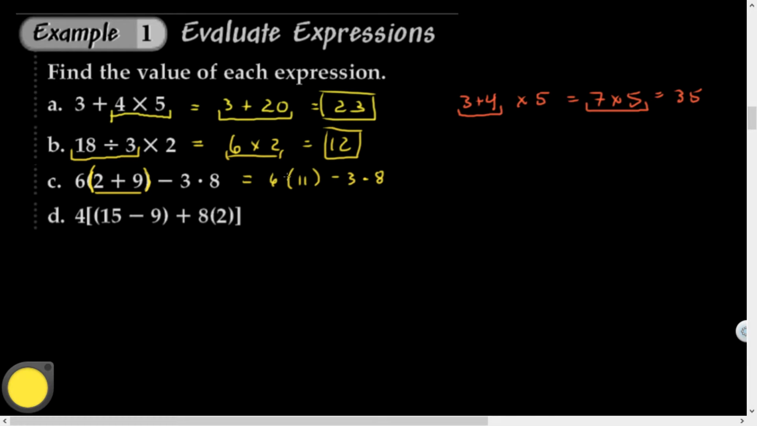Now, when I have this 6 outside parentheses, what operation is going on here? Is this plus, minus, subtract, exponent, division? What's implied between 6 and 11? Does anyone know? Yeah, it's implying multiplication. So you don't have to write that dot, but this is implying multiplication. So I've got a multiplication, I've got subtraction, and I've got multiplication. What should I do first?